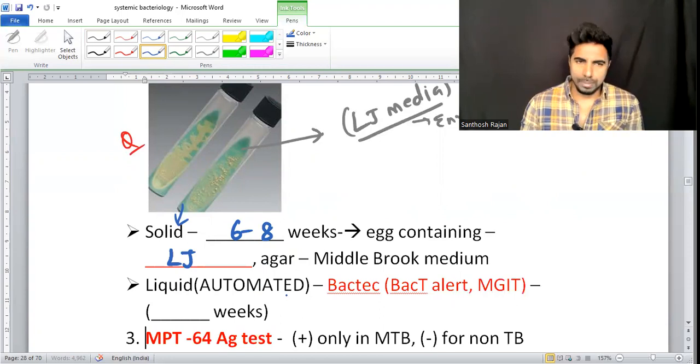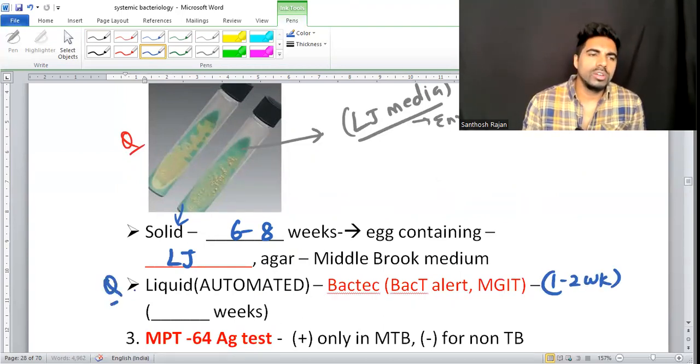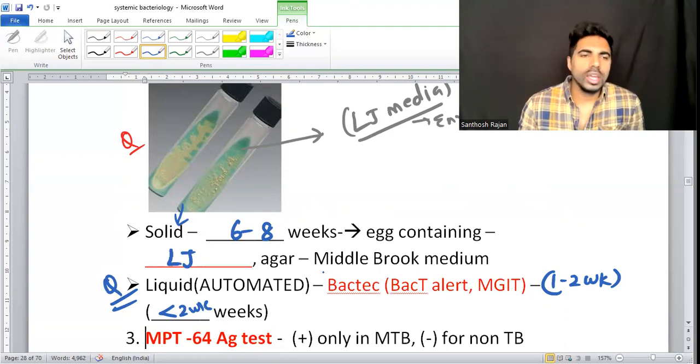Liquid is the rapid one. You get the result within a week, 1 to 2 weeks, maximum 2 weeks, but within 1 week itself you will get it. That's the main thing we are using liquid media for. So 1 to 2 weeks, it's ready. Okay, so that's the bacteria.